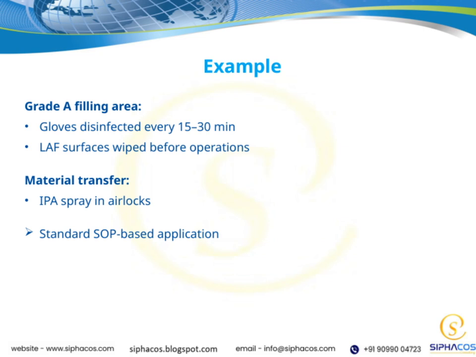Moving on to material transfer, we use IPA spray in the airlocks. This step is essential because it helps sterilize the materials as they enter or leave the controlled environment, reducing the risk of introducing contaminants. And finally, all these procedures are based on standard operating procedures, or SOPs. Following these SOPs ensures consistency and safety in our processes, making sure we're always aligned with best practices. So, in summary, consistent disinfection, proper material transfer, and strict adherence to SOPs are vital to maintaining the high standards we've set for this process.